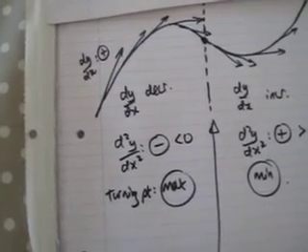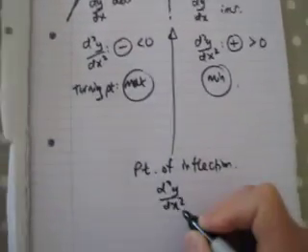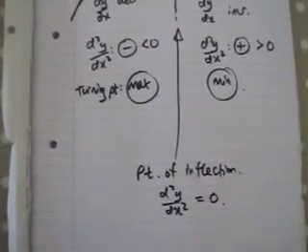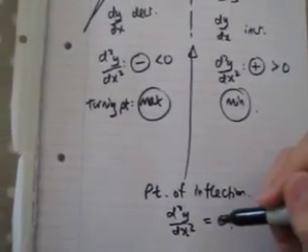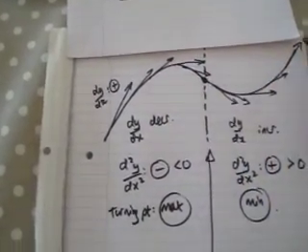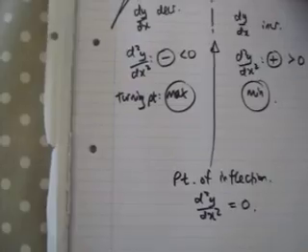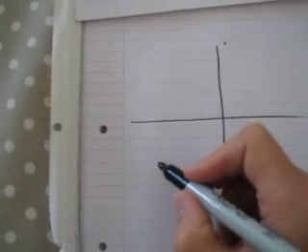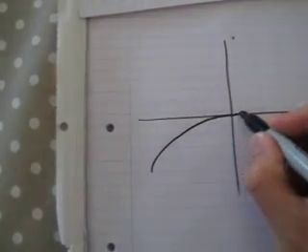And that is where d²y/dx² is equal to 0. And that's the point where it goes from curving like this to curving like this. And on occasion, you can actually have a curve. So let's have a look at a very simple curve.